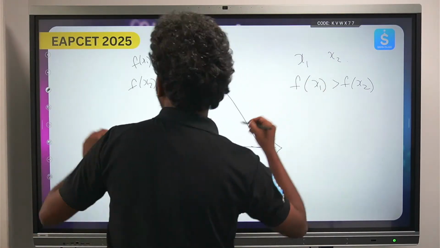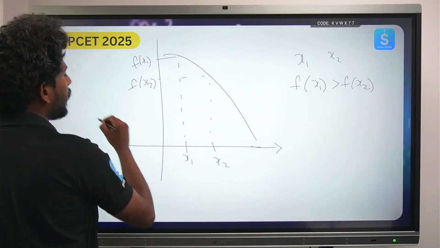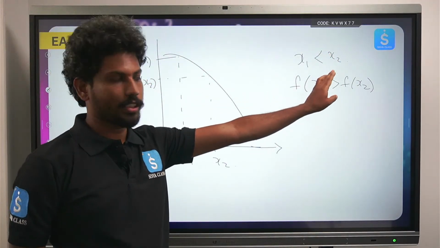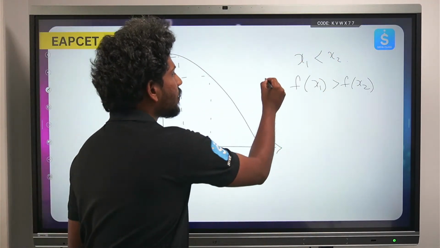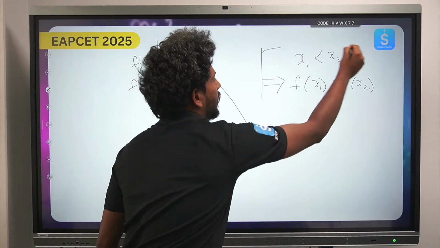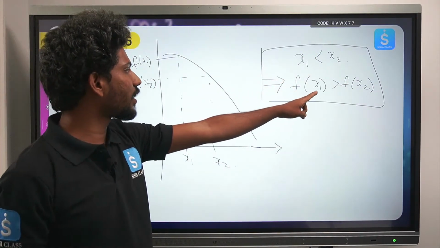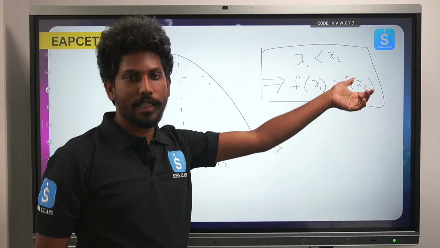Here, for the values of x1 less than x2, f of x1 is greater than f of x2. So that is the first thing. This is the consequence for a strictly decreasing function. But if we have to say monotonically decreasing function, then we can just keep the equality sign.